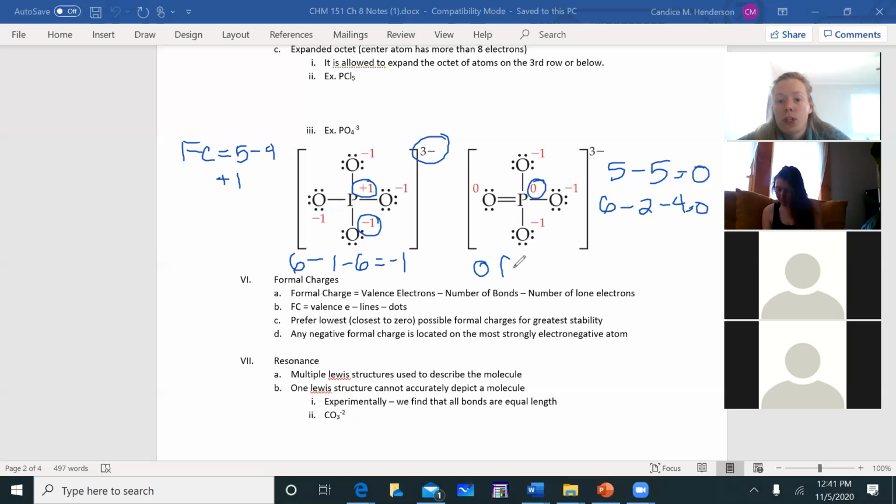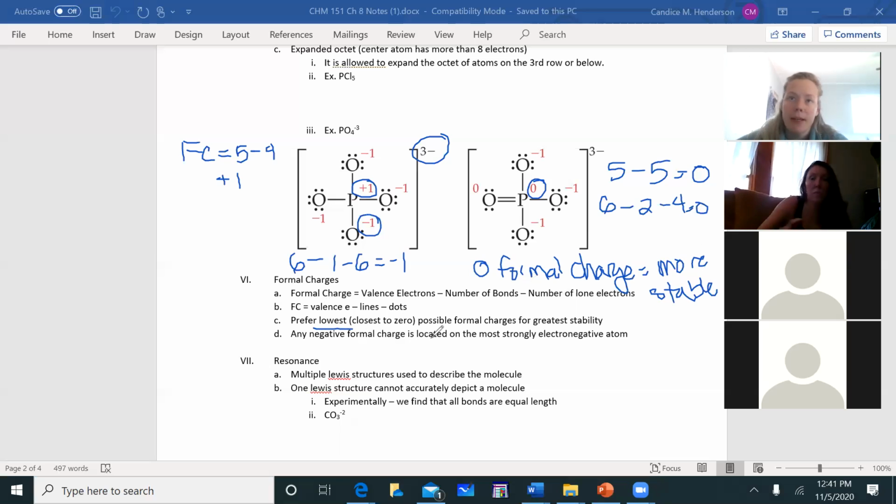So 0 formal charge is more stable. If we can't have 0, if your option is between like plus 3 and plus 2, go with the lowest number, or the number that's closest to 0. So if it was minus 3 and minus 2, it would be minus 2. Whatever's going to hug 0 is what you want to go for.